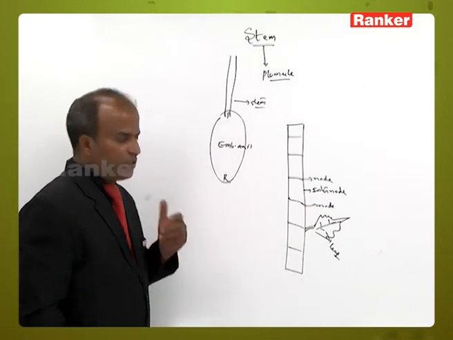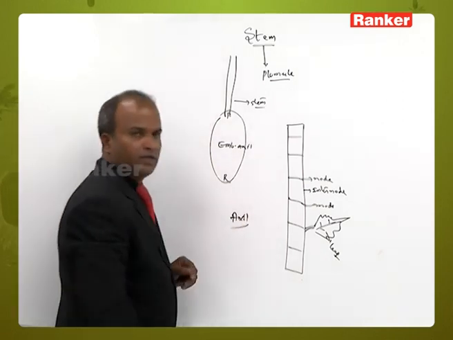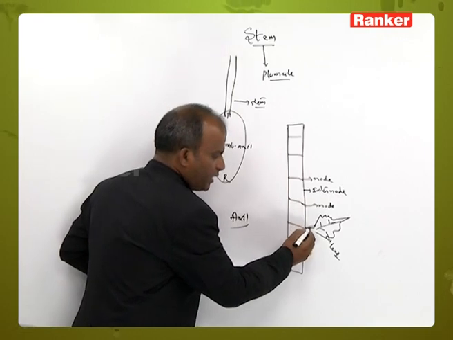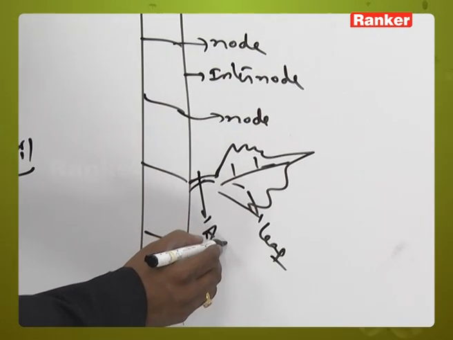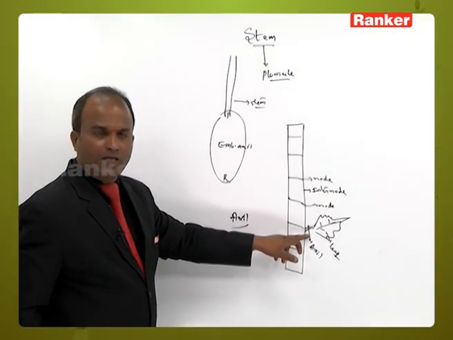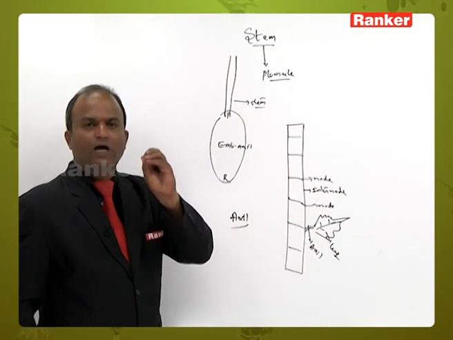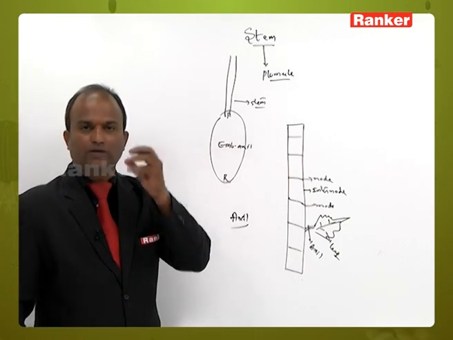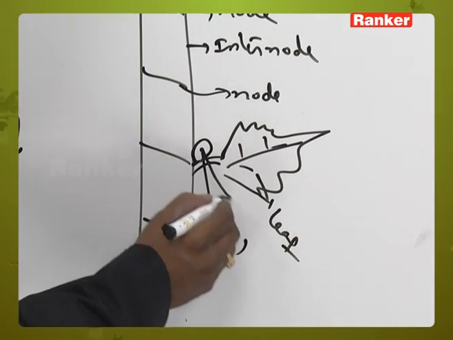Now tell me, what is meant by axil? The upper angle between the leaf and the node of the stem is called the axil. In this axil, which structure is developed? From this axil, the axillary bud is developed.